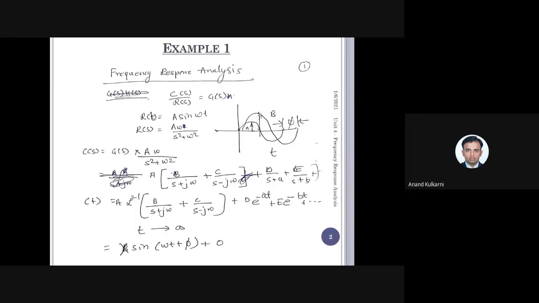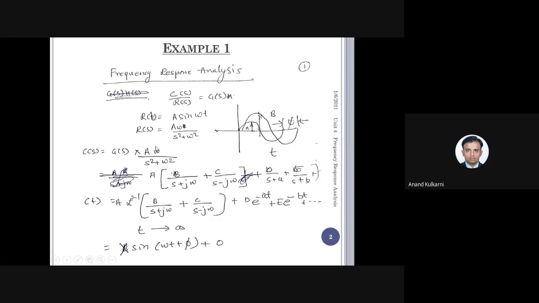See, s plus j omega into s minus j omega becomes s square plus omega square. Reason is s plus j omega into s minus j omega, that is a plus b into a minus b is a square minus b square, that is s square minus j omega whole square. J omega whole square, j square becomes minus 1. So it becomes minus of minus, plus. So s square plus omega square can be written as s plus j omega into s minus j omega. So A is the amplitude, as it is, I have taken outside the bracket, whereas B is one partial fraction. So B upon s plus j omega plus C upon s minus j omega.